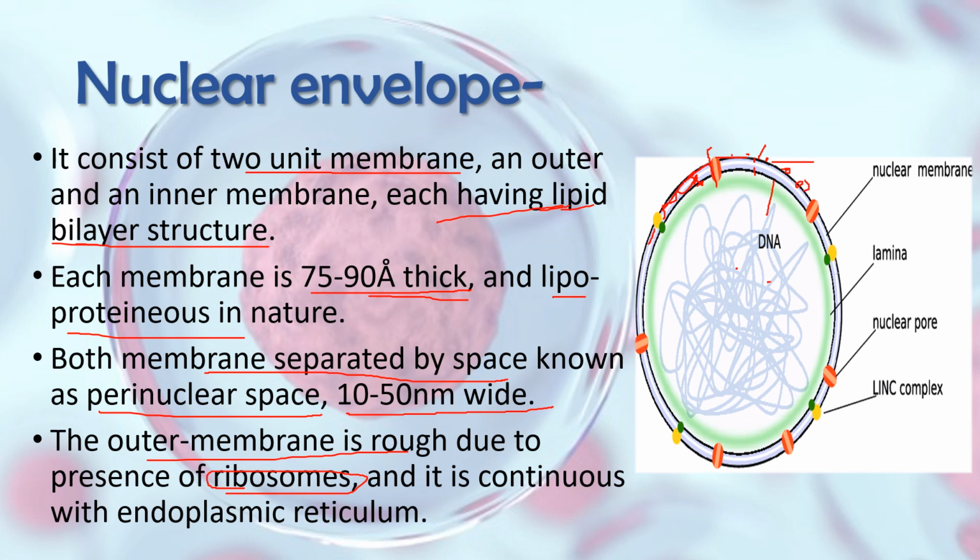And this outer nuclear membrane is continuous with the other membranous structure, which is known as the endoplasmic reticulum, and those endoplasmic reticulum that have ribosomes are known as rough endoplasmic reticulum. Okay, so this outer membrane is basically rough in structure because of these ribosomes, and it is continuous with the other cell organelle known as the endoplasmic reticulum.